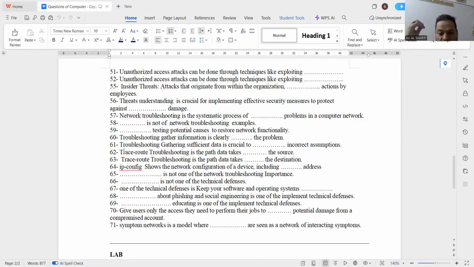What is not one of the technical defenses? That means you should know all the technical defenses. One of the technical defenses is to keep your software and operating systems what? What about phishing? Social engineering is one of the implemented technical defenses. What about educating users? It is one of the implemented technical defenses. Give users only the access they need to perform their job to what? Potential damage, increase, decrease, it doesn't matter with the statement, from a compromised account. Systems networks is a model where what are seen as a network of interacting systems.